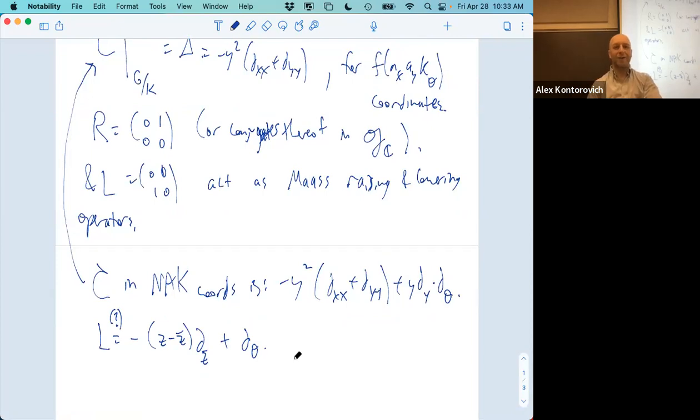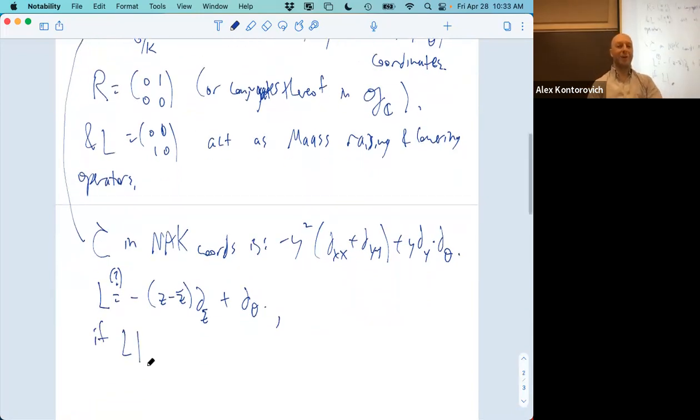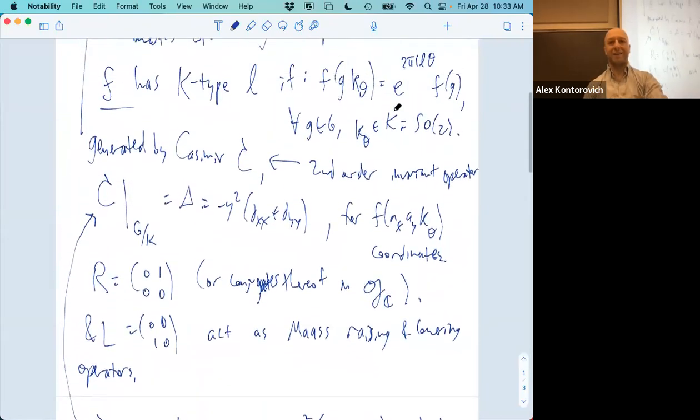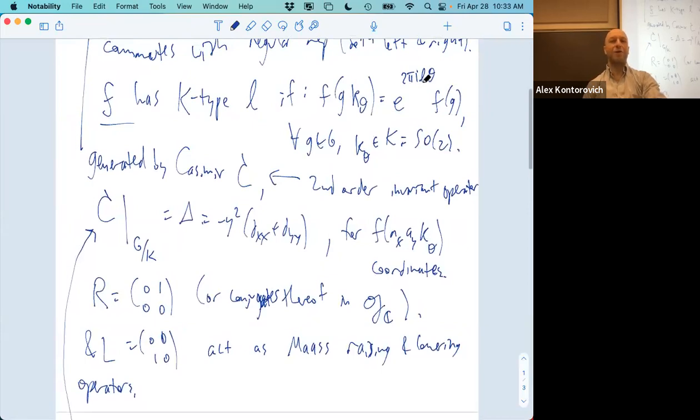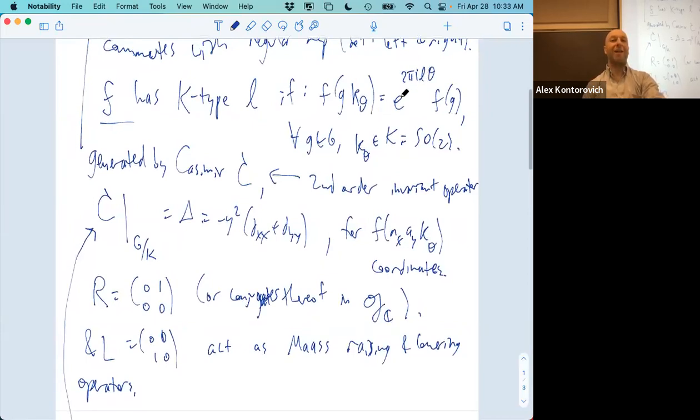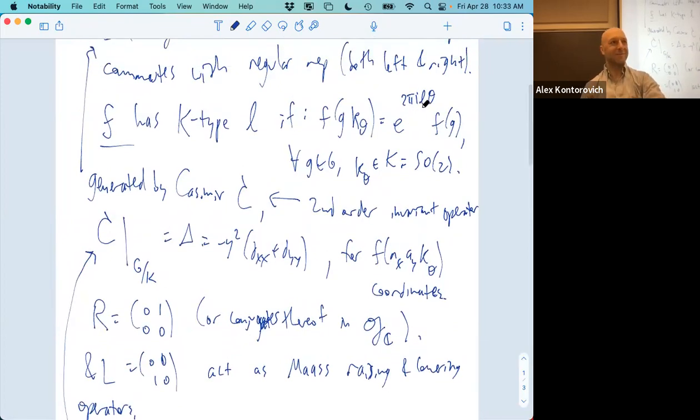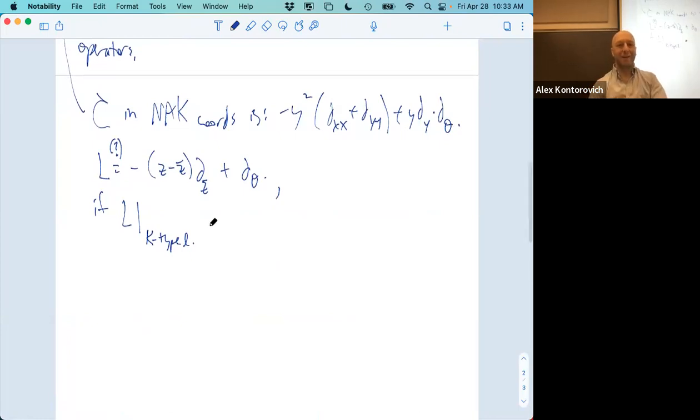And so if L is restricted to the K-type l, in other words, a function that has this property, then when I differentiate with respect to theta, all that comes down is an l, 2 pi l. If L is restricted to that, I get negative z minus z bar dz bar plus 2 pi i l. I'll just write l since everything is wrong anyway. Okay.